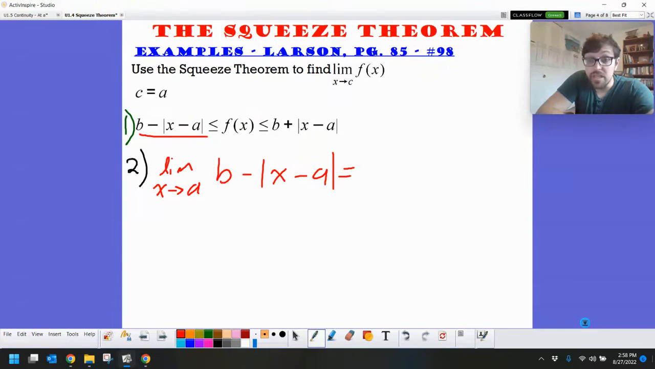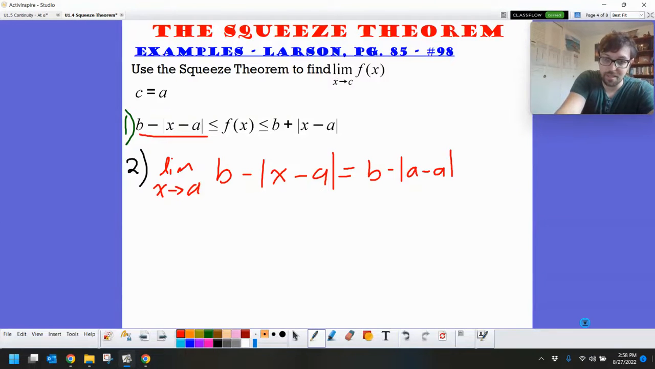If I start with the smaller one, the limit as x approaches a of b minus the absolute value of x minus a, this thing I can just direct substitute into, no problem. So that's b minus the absolute value of a minus a. Well, a minus a is just 0, so this thing is heading towards just b. Whatever b is, I don't really know, but I don't care. It's just heading towards something. Hopefully, the other one will have an identical limit.